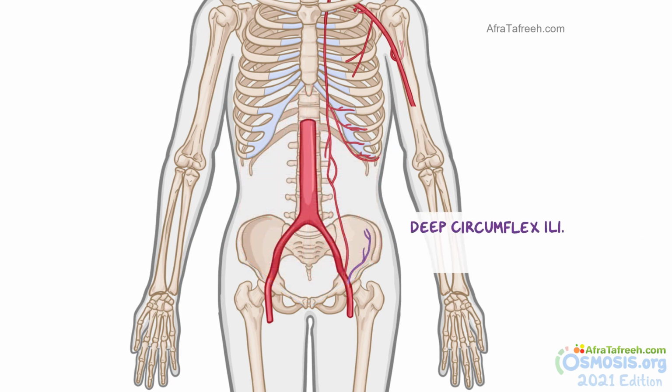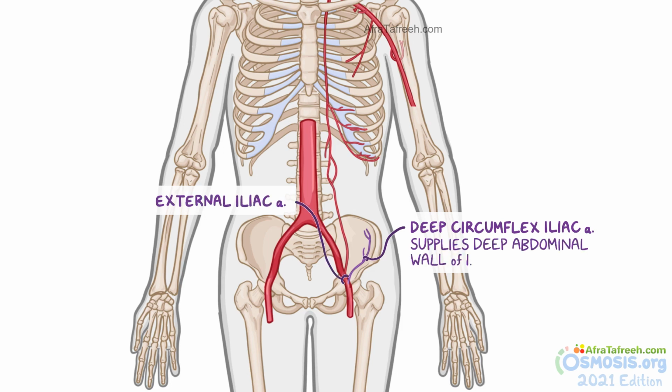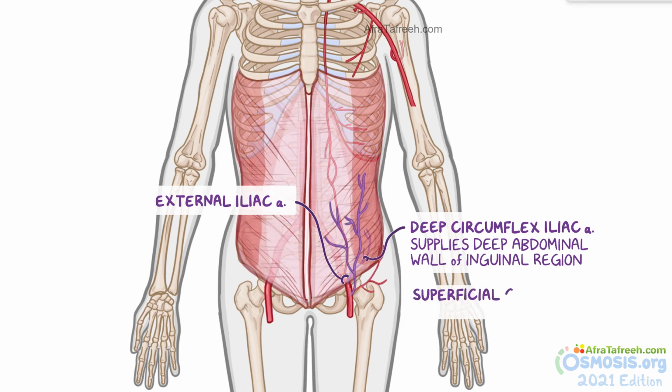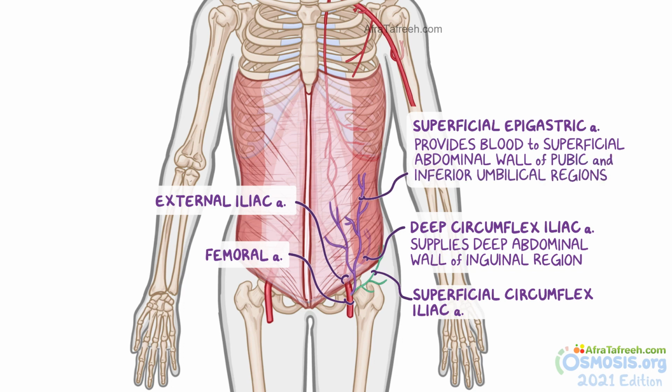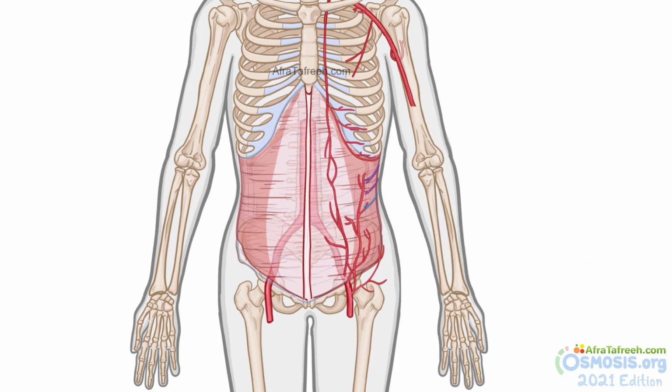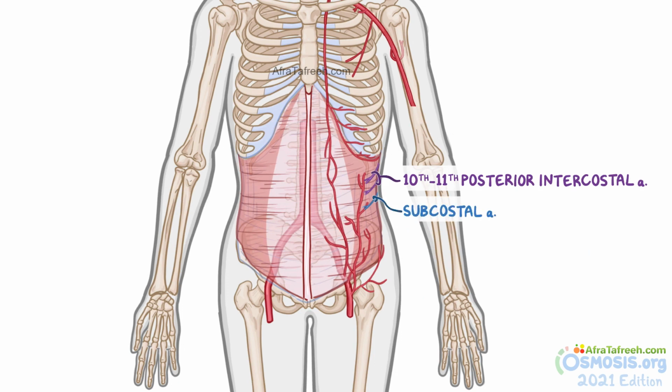The deep circumflex iliac artery originates from the external iliac artery and provides blood supply to the deep abdominal wall of the inguinal region. The superficial circumflex iliac artery arises from the femoral artery and provides blood to the superficial inguinal region. Another artery that originates from the femoral artery is the superficial epigastric artery, which provides blood to the superficial abdominal wall of the pubic and inferior umbilical regions. Finally, there are the 10th and 11th posterior intercostal arteries, as well as the subcostal arteries, which originate from the aorta and provide blood supply to the lateral region of the anterolateral abdominal wall.